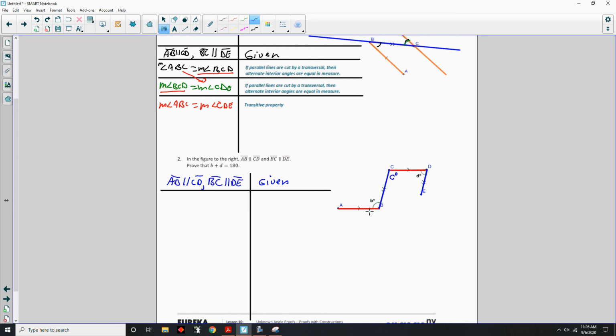But let's go with, since this is marked with a green arc, I can mark this with a green arc because they're alternate interior angles. And sometimes if you extend a segment, you can see it better. If I extend this, I extend this, these two lines are parallel, this is my transversal, now you can see their alternate interior angles. So I would say B equals C. Reason, if parallel lines are cut by a transversal, then alternate interior angles are equal in measure. Okay?